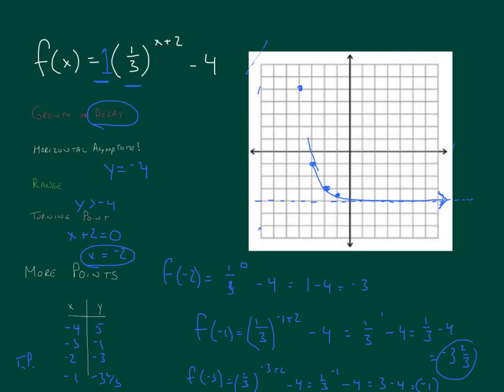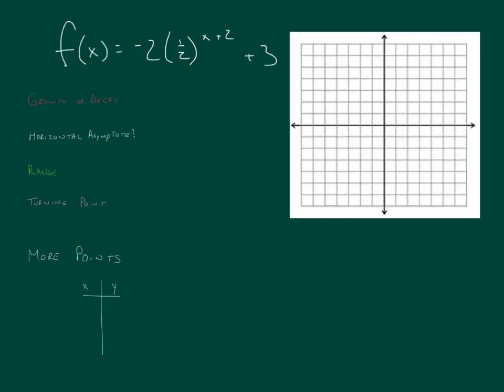And you can see how this is just going to grow as it goes in the negative direction, but as it's going in the positive x direction, it's decaying. It's coming from something very large, coming down to a value of close to negative 4, y equals negative 4.